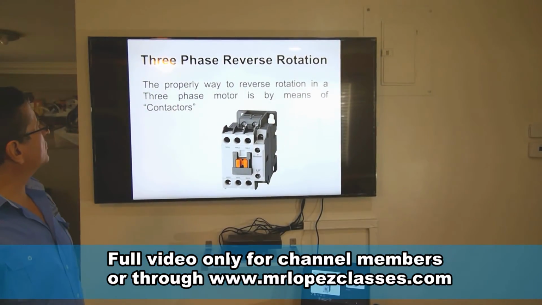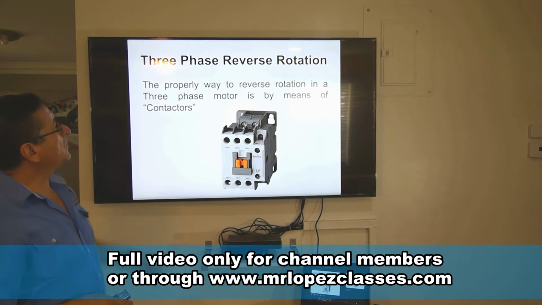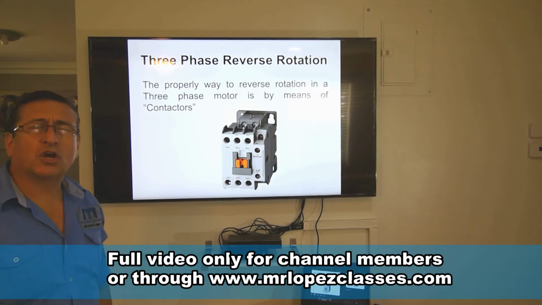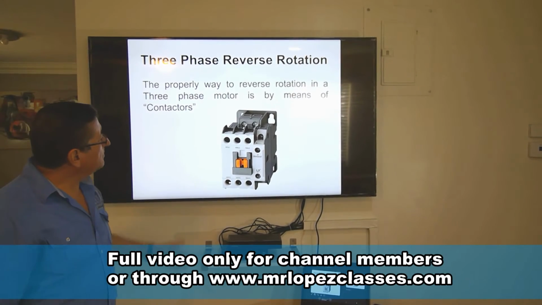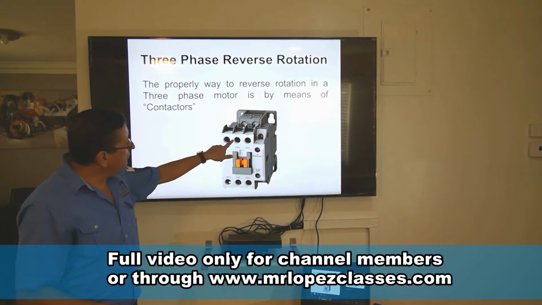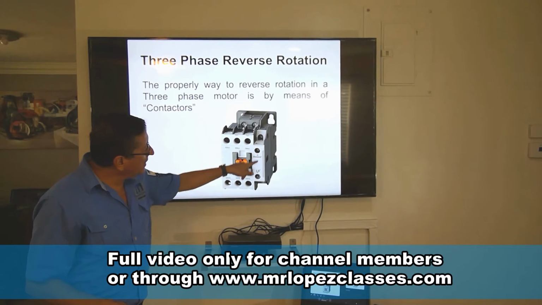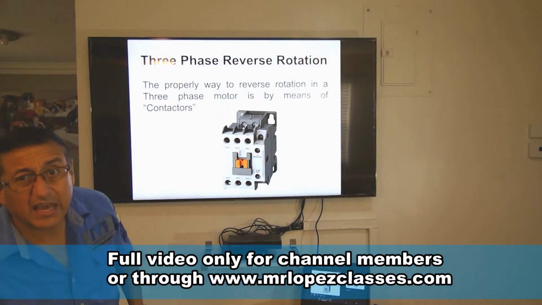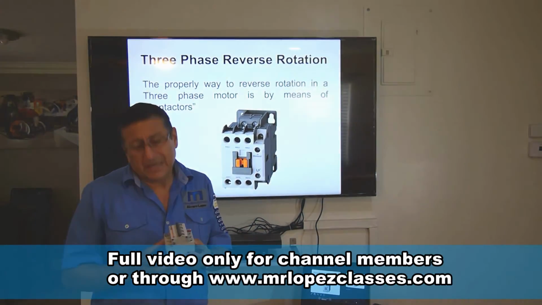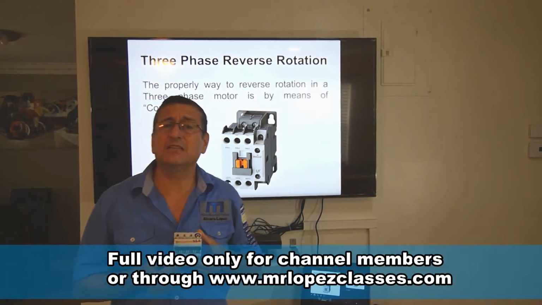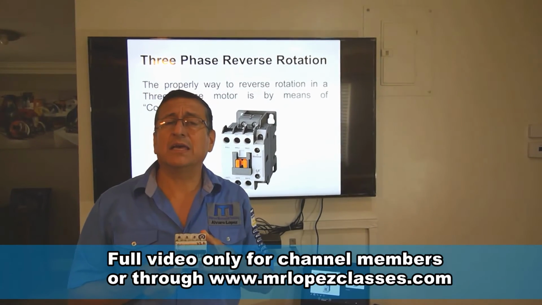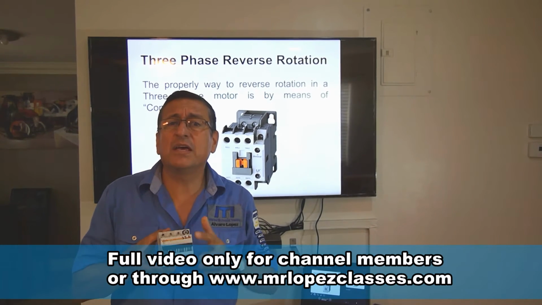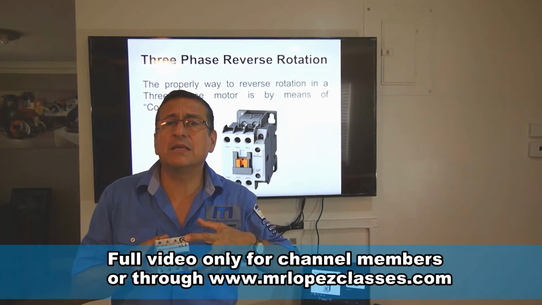Three-phase reverse rotation. The proper way to reverse rotation in a three-phase motor is by means of contactors. The contactor is basically a breaker, a three-phase breaker, with a couple of inputs for the signal. The signal can be AC or DC. For example, this is not properly a contactor, but it's exactly the same. It's a three-phase breaker with two inputs on the side for the signal.